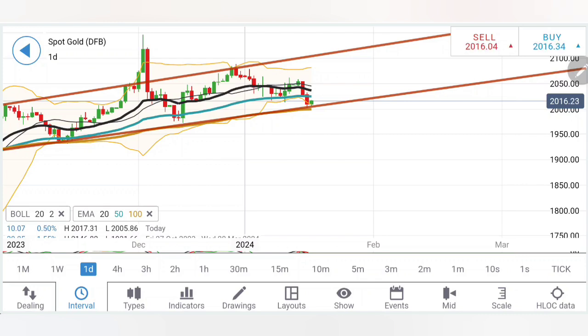Yes, you can initiate a buying position. 2024, 2023.5 should be the first target, and then 2030-32 is going to be the next. After that, certainly the bulls will take over completely.